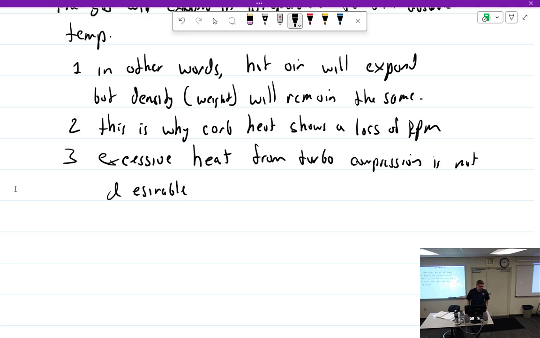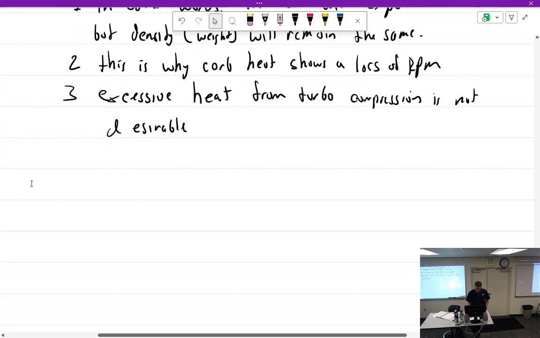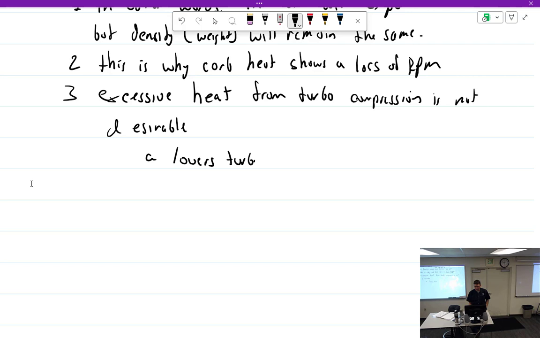We talk a lot about, oh, it just returns it to sea level. Well, it does, but the air is hotter, and so it's not as dense. It's not true sea level. So what happens? It actually lowers the turbo effect. It could cause, if it got too much, detonation.